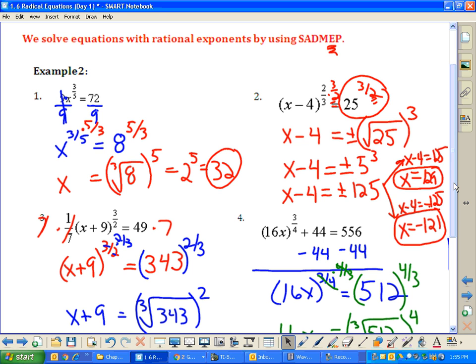Every once in a while, there'll be like a 4 or a 6 on the top. That's super rare and probably not at all likely on a test. So yeah, we'll stick with when there's a 2 on the top, but keep in mind it's anytime there's an even number in the numerator, you would have to think about that plus or minus. Questions about our lesson today?